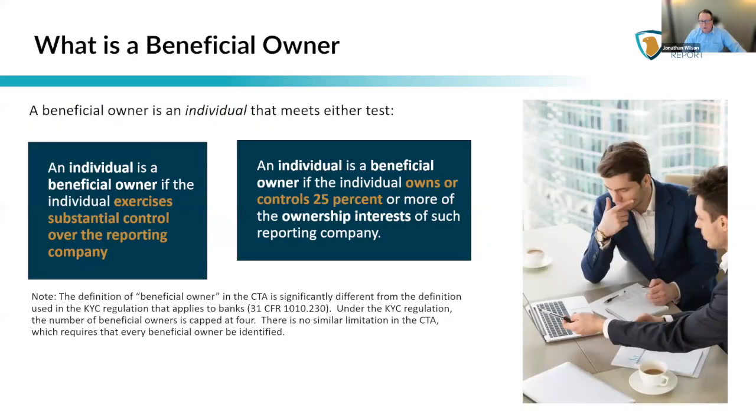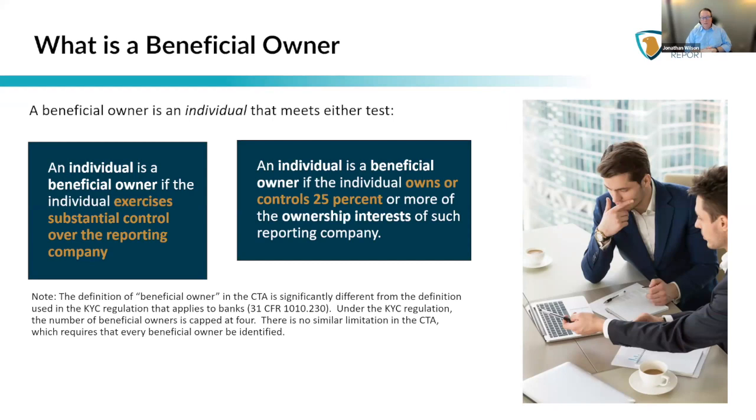So what is a beneficial owner? If you're a reporting company, you're not exempt, therefore you have to file. The reporting company has to identify every beneficial owner of the company. The beneficial owner is an individual that meets either test. Either they own, directly or indirectly, 25% or more of the ownership interest in the company, or they are an individual who exercises substantial control. Each of these two concepts, the percentage ownership and the substantial control, are defined terms in the regulations. You're going to want to read those regulations to make sure you can apply them.